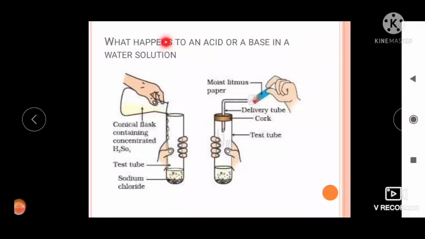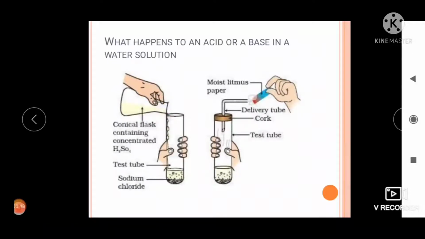What happens to an acid or a base in a water solution? The acidic behavior of acids is due to the presence of hydrogen ion, H plus ion in them. The acid produces hydrogen ion only in the presence of water. So, in the absence of water, a substance will not form hydrogen ion and hence will not show its acidic behavior. We will now describe an experiment to show that acid does not show acidic behavior without water.